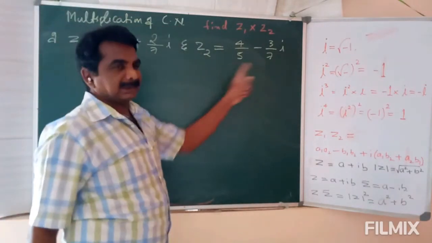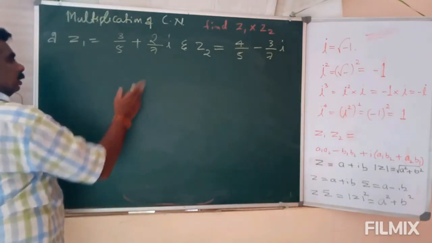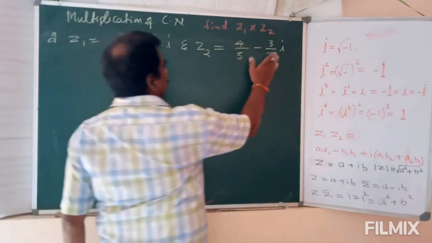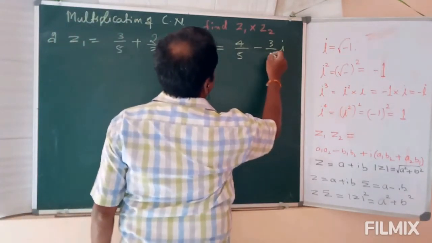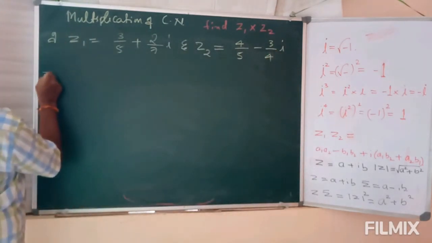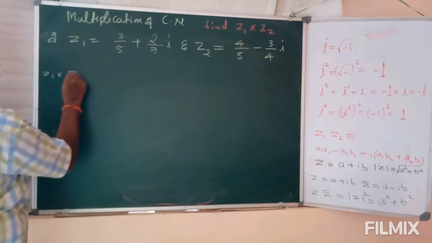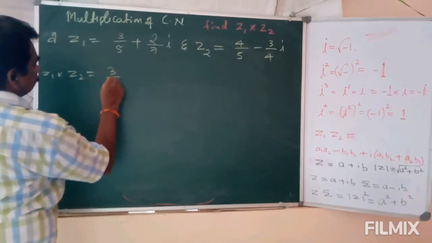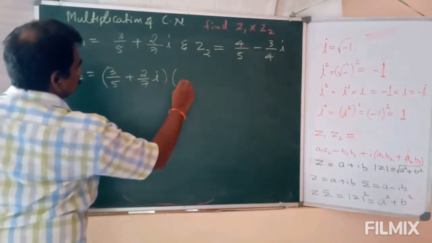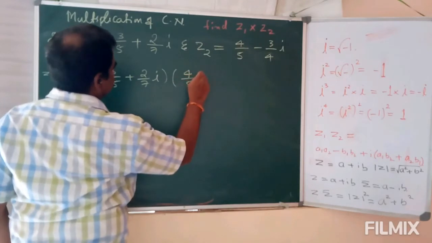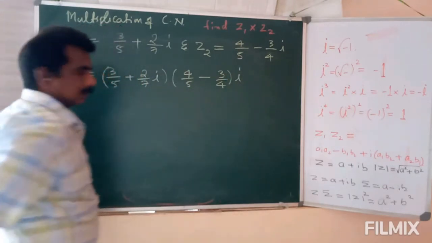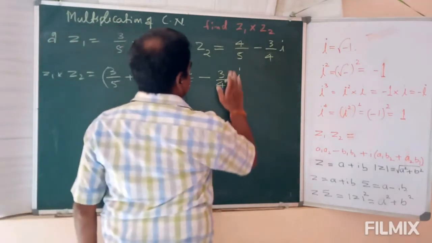No, I'll write simply. No problem. No, the imaginary number should be in the denominator. It may be a difference. Okay, I will write 3 by 4. Now z1 into z2 is equal to 3 by 5 plus 2 by 7i into 4 by 5 minus 3 by 4i. Sorry, the i is inside.